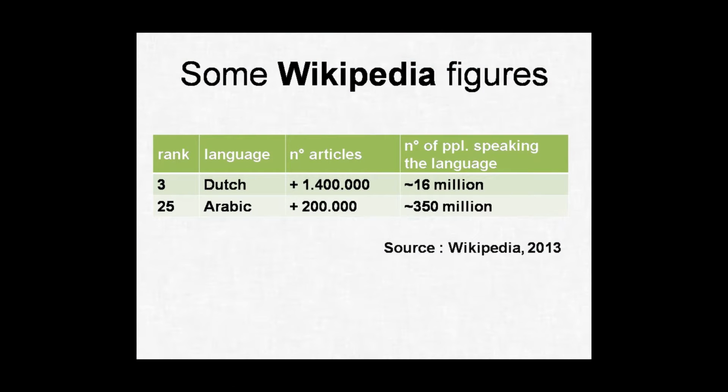As an example, you have Wikipedia figures. On Wikipedia, you have Dutch, which is the third ranked language when it comes to number of articles. Dutch is spoken by 16 million people in the world, basically the population of Netherlands. Arabic, which is spoken by 350 million people over the world, has no more than 200,000 articles on Wikipedia and is ranked 25th. I guess we can do something to reverse that trend and to make Arabic content on the web rise to a masterclass level, quantity and quality-wise.